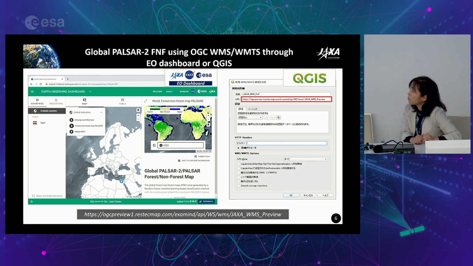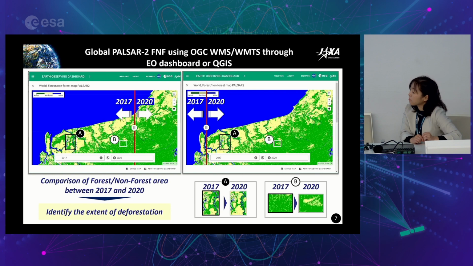Here is an example of API services. On the EO dashboard, you can identify forest and non-forest area using WMS service. Users can set the specific URL on QGIS as well. On the EO dashboard, you can also compare forest and non-forest area very easily using before and after slider. Then you can identify the transition of deforestation during 2 periods.